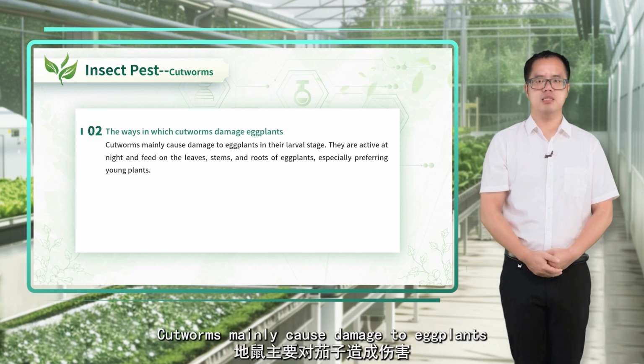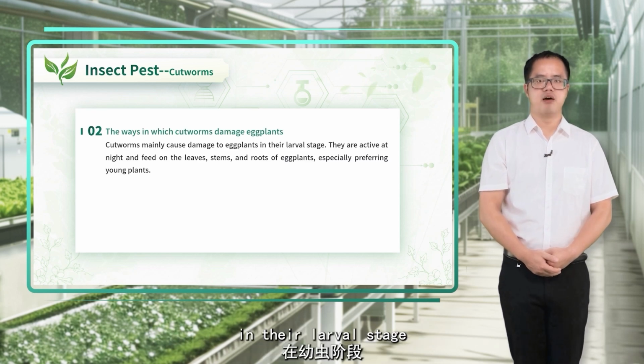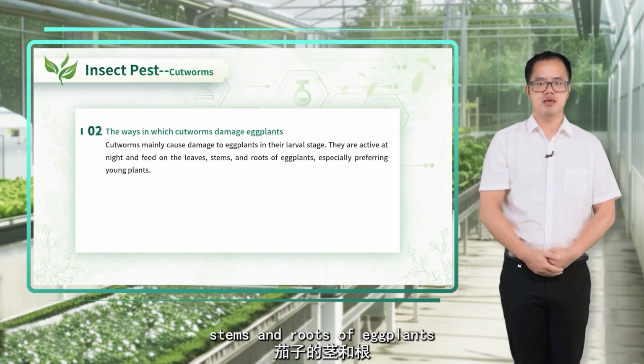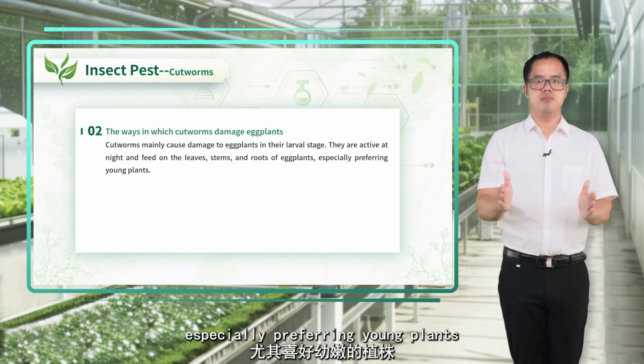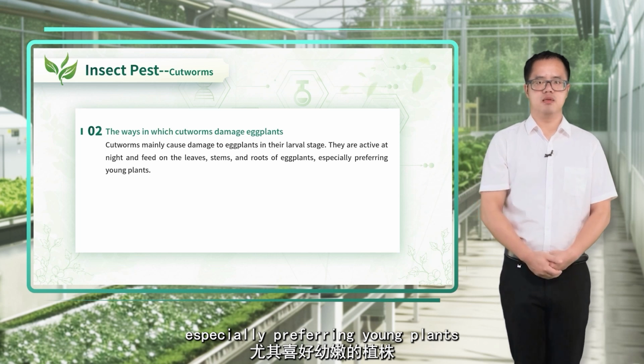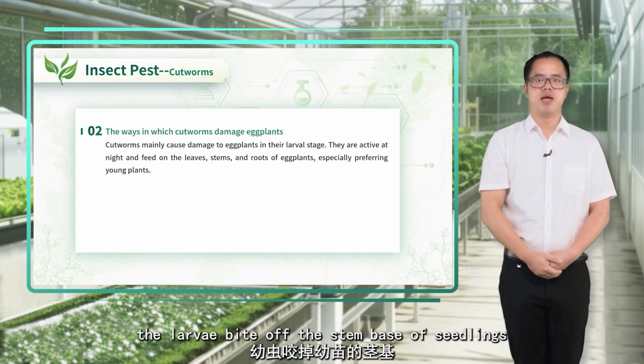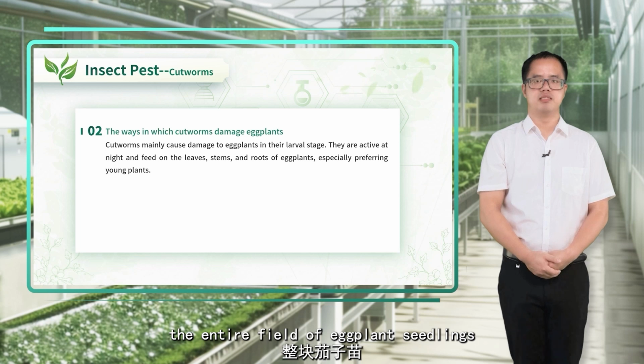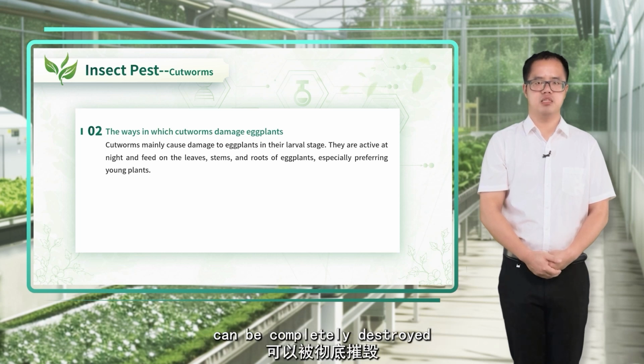Cutworms mainly cause damage to eggplants in their larval stage. They are active at night and feed on the leaves, stems, and roots of eggplants, especially preferring young plants. The larvae bite off the stem base of seedlings, causing plant lodging, and in severe cases, the entire field of eggplant seedlings can be completely destroyed.